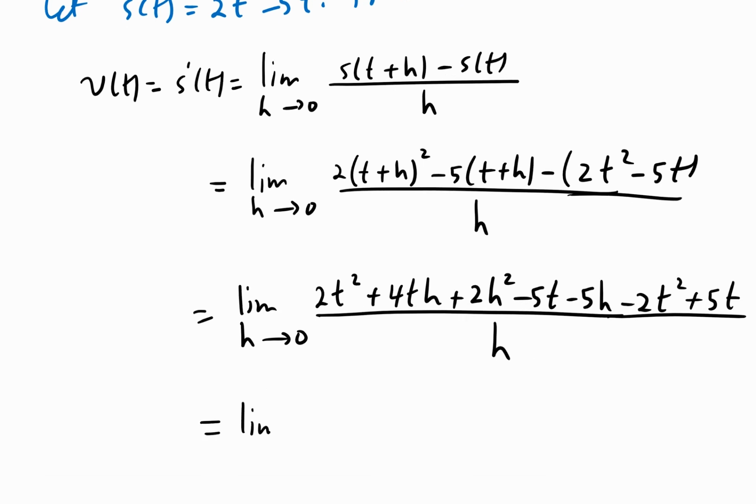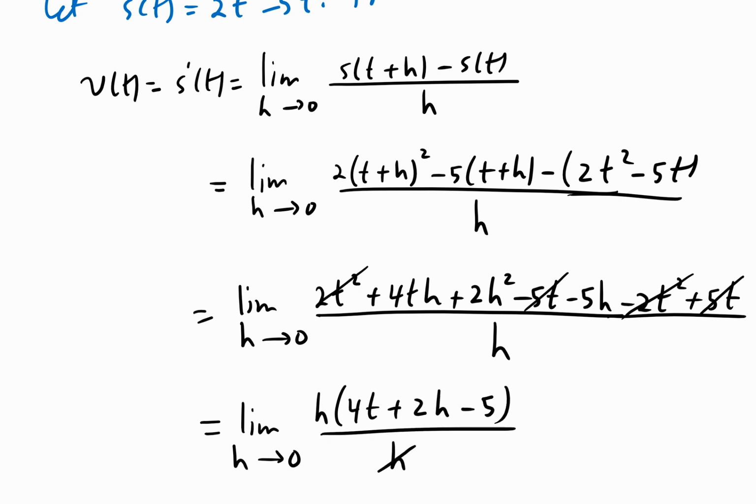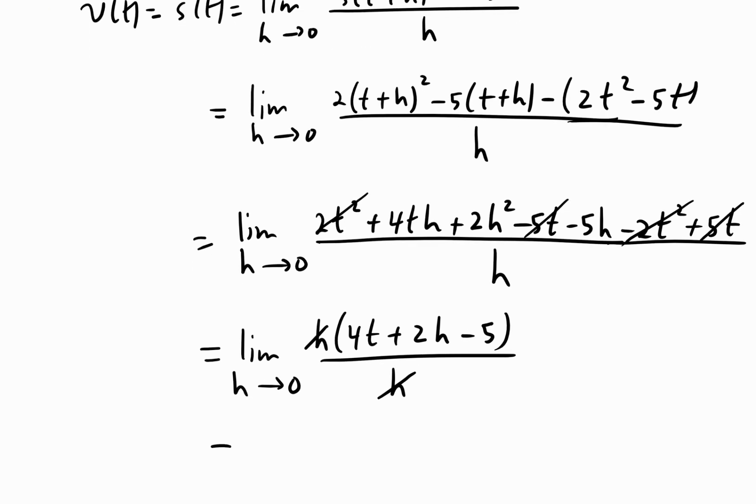Equals limit as h goes to 0. 5t minus 5t cancel. 2t squared minus 2t squared cancel. Take an h out. You get 4t plus 2h minus 5 all over h. These h cancel. So the answer becomes 4t minus 5. So this is only v of t.